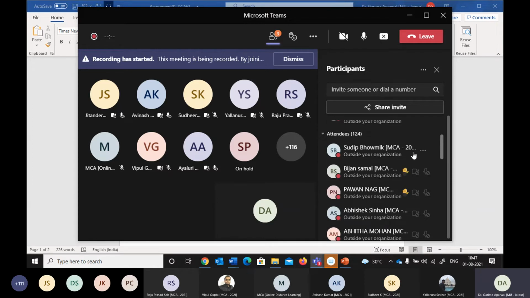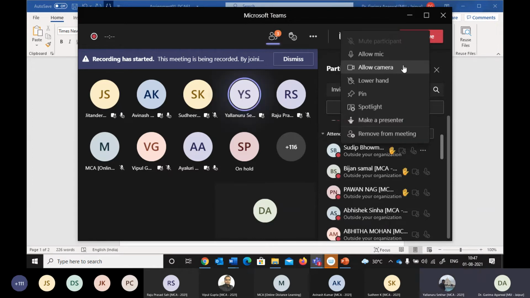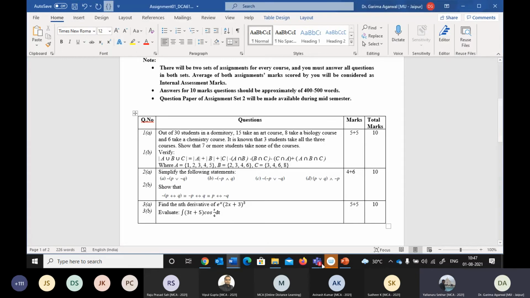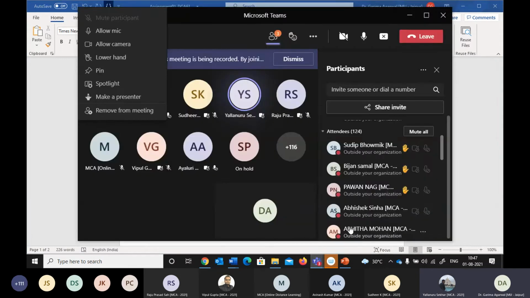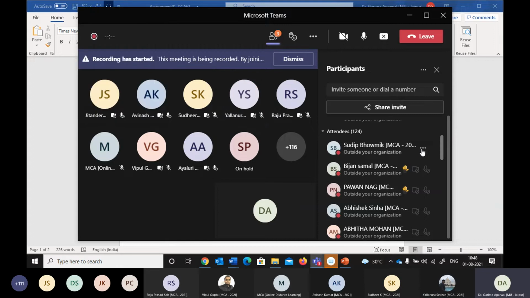Now the next one is Sudeep. Ma'am, sorry, I have one question. What is the extension date for this assignment submission? You will get that through mail; you will get the notification by mail. Okay.